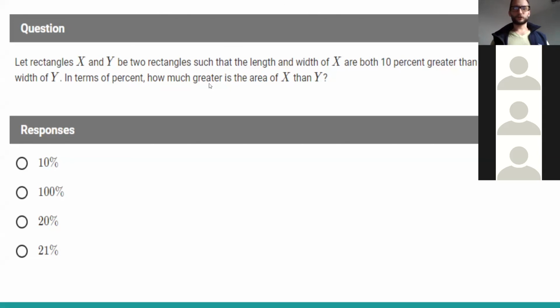All right, so we have two rectangles, X and Y. And they said X is 10% greater than Y. So let's say this is X, and let's say this is Y, because X is bigger. Okay, so in terms of percent, how much greater is the area of X than Y?